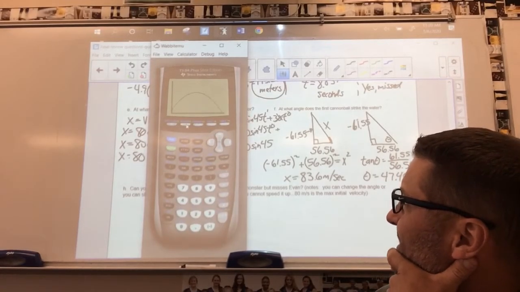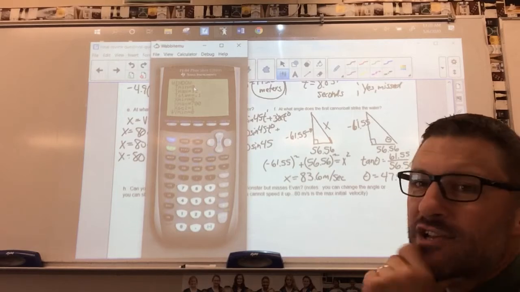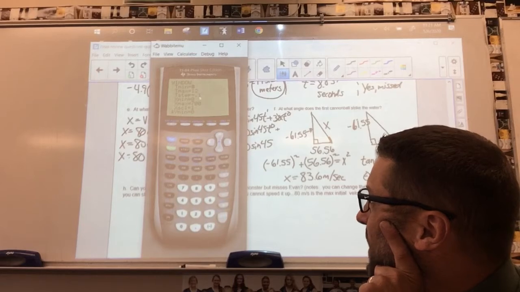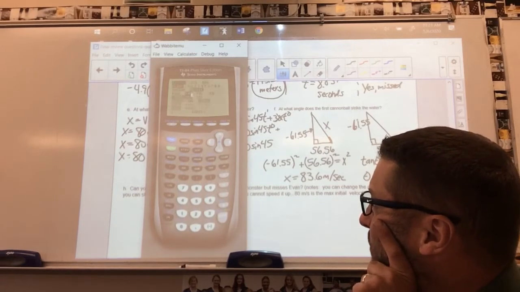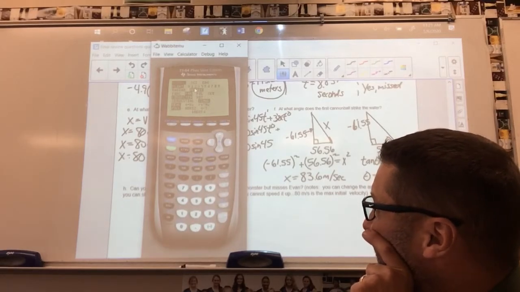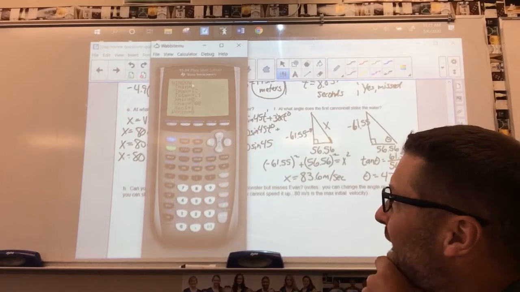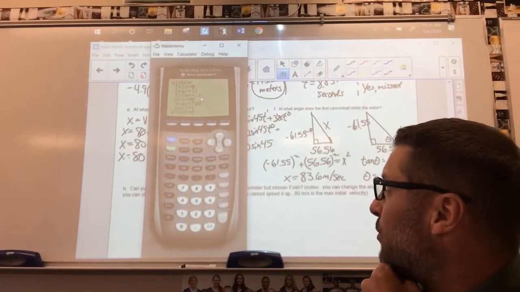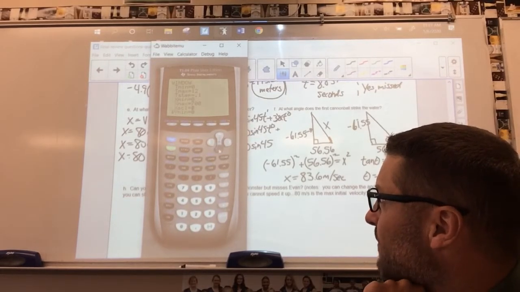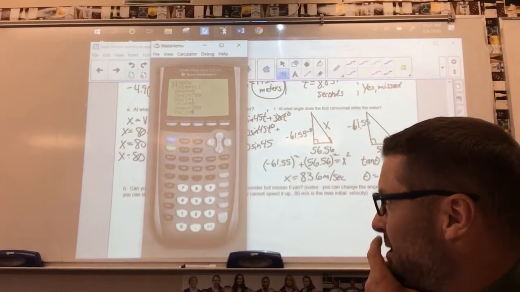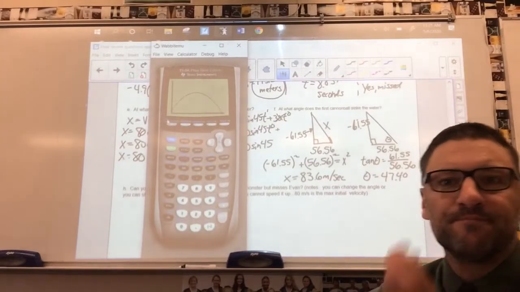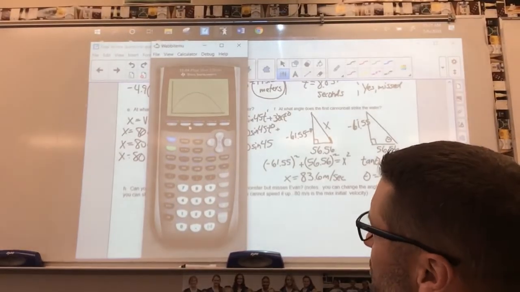By the way, when I did this, I also set my window up. T-min 0, T-max 12, T-step 0.1. Don't forget your mode is in parametric and simultaneous. I was in degrees. My X-min was 0, my X-max was 700, my X-scale was 1. Y-min 0, Y-max 300, Y-scale 1. So you can see all of those. And here's my picture.